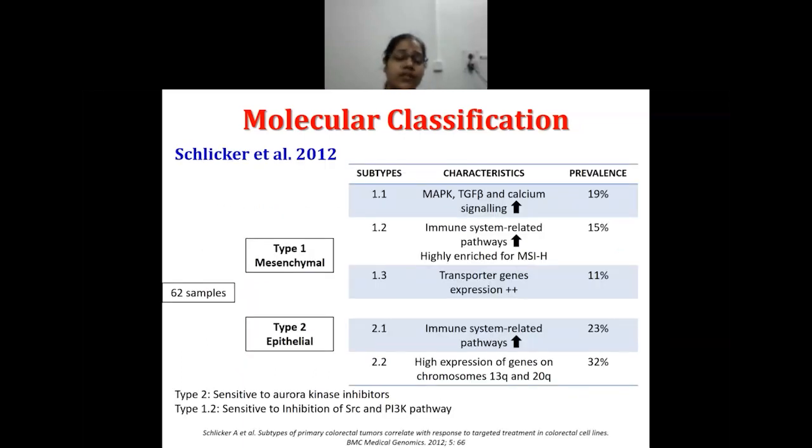Now, coming to the various classifications, the first one being one by Schlicker et al. In the year 2012, they gave two broad subtypes, type 1 mesenchymal and type 2 epithelial, which were further subcharacterized as shown in this table. Among these, the important one being the subtype 1.2, which has upregulation of immune system related pathways and was found to be highly enriched for MSI high. These were found to be later susceptible to inhibition of SRC and PI3K pathway.